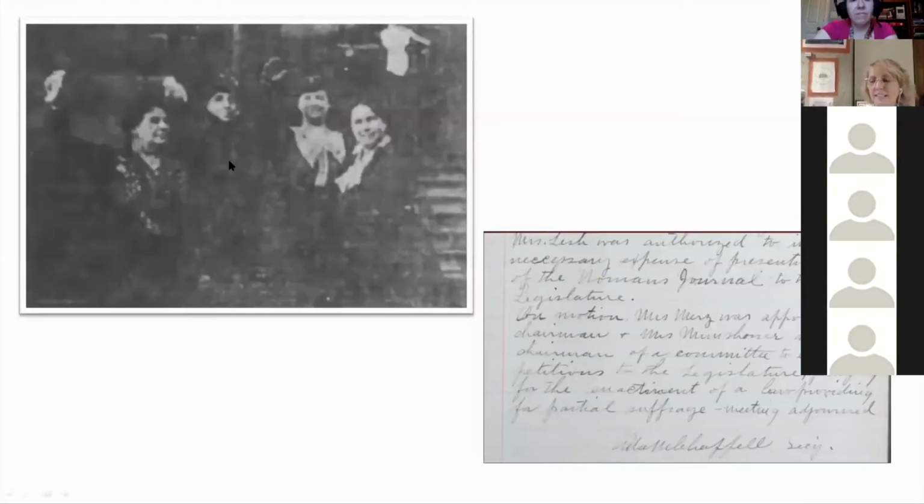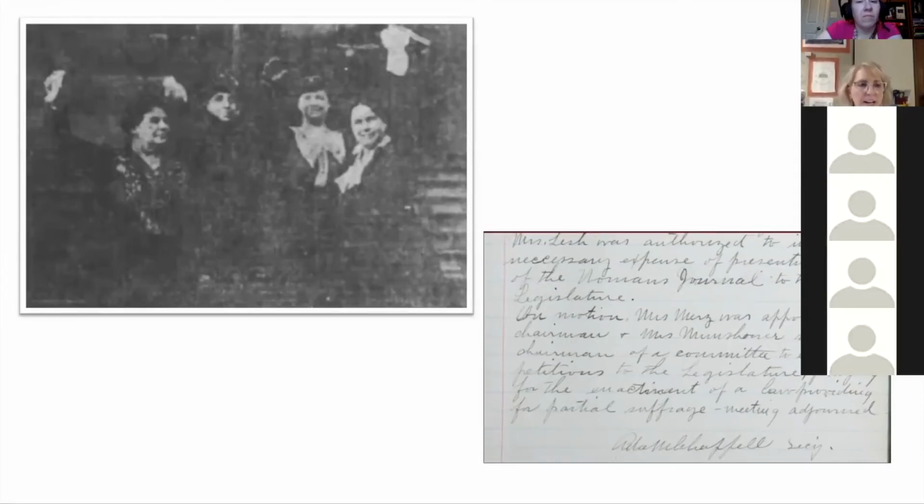Then in 1917, we fast forward, the melting pot actually helped recruit members. We had a little over 200 members in the Franchise League in Muncie. In 1917, and it's really hard to see Emma Jean here, but this is Emma Jean Lesh. She's the second from the right in that photograph, and they're on the state house steps there.